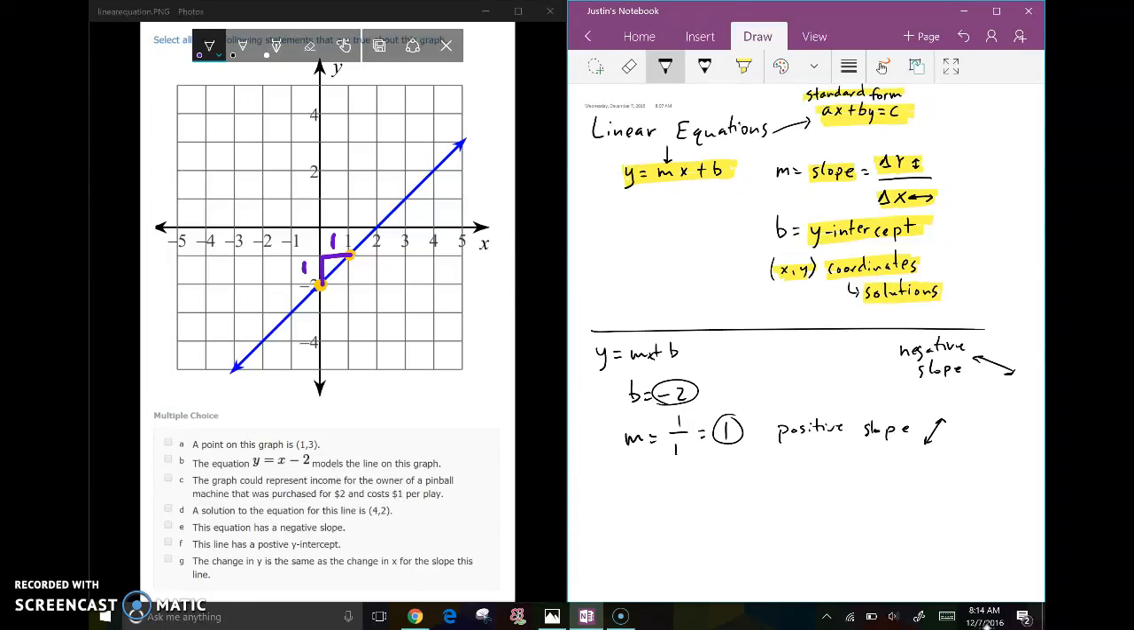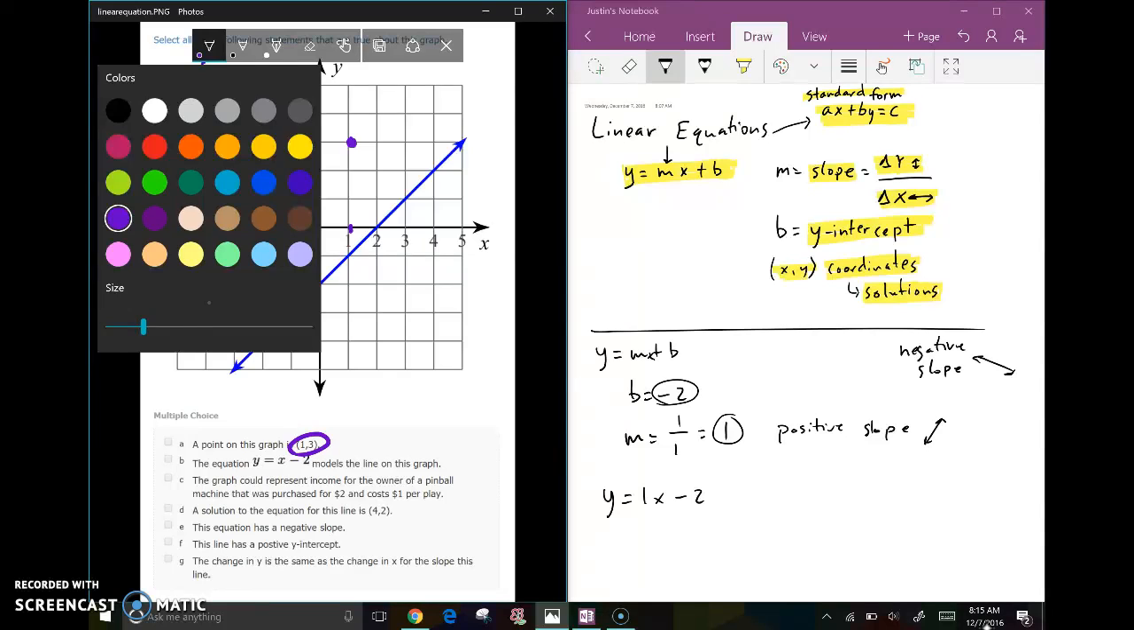So let's go ahead and answer the questions. A point on this graph is 1, 3. Well, we just created the equation for our function, so we have y equals 1x minus 2. If this is in fact a point, then we can test that out by looking at the graph. Let's go to 1 on the x, which is right here, and 3 on the y, which is right here. So that point should be right here. That point is not on the graph, so this is not a solution.